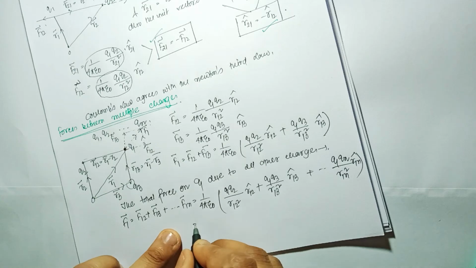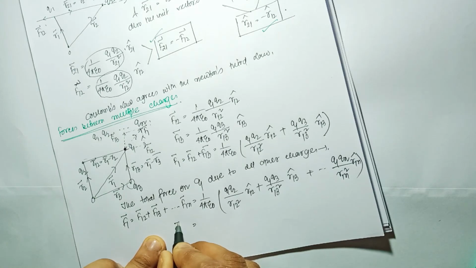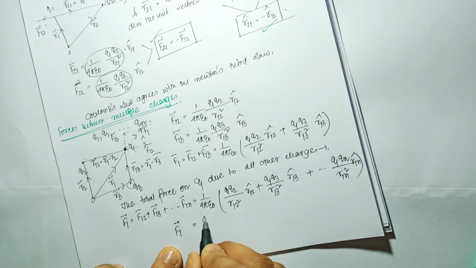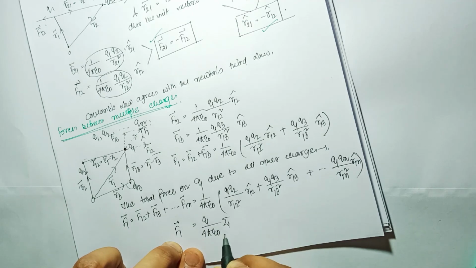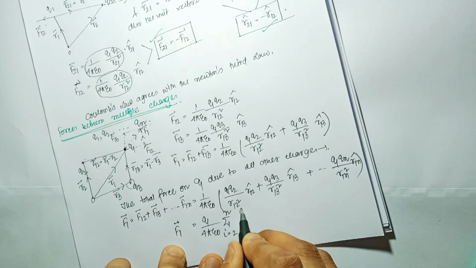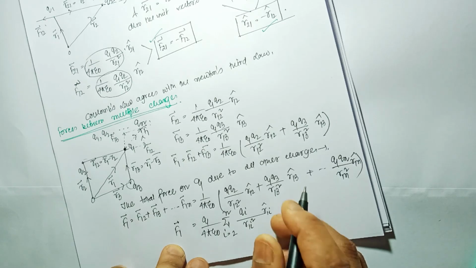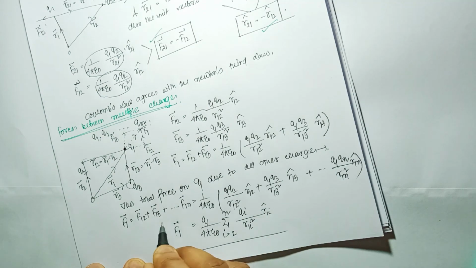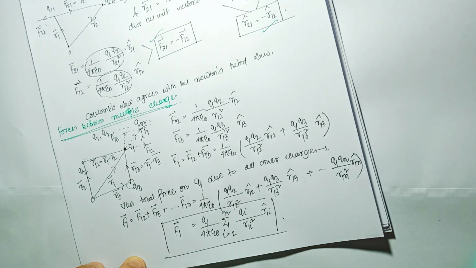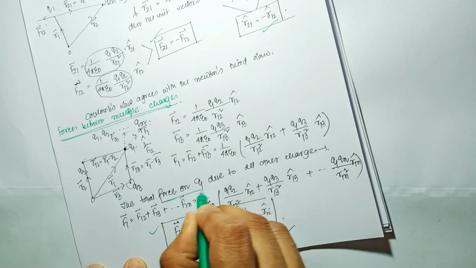In summation form, F1 vector will be Q1 by 4 pi epsilon naught times summation over i equal to 2 to n of Qi divided by R1i square times R1i cap. So this is the force acting on the Q1 charge due to all other charges in space. So you can see, this is the formula for the total force on Q1 due to all other charges.